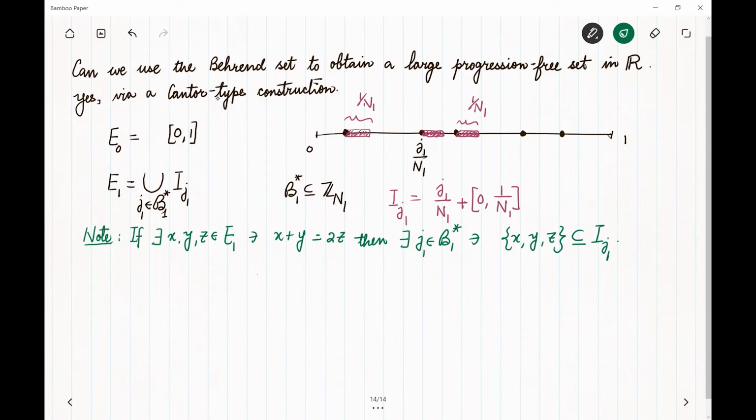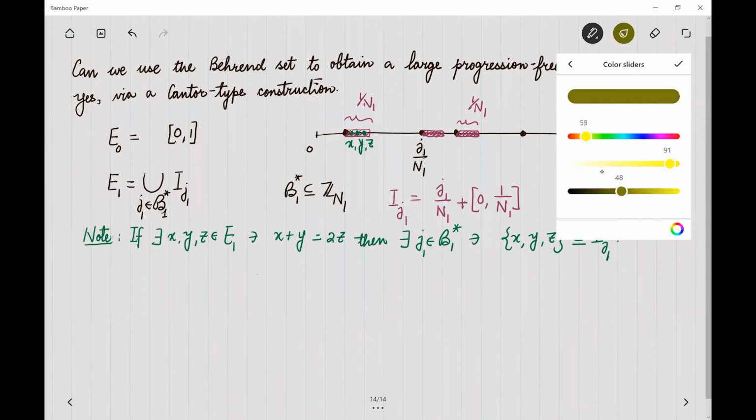Okay, so you cannot have X here, Y there, and Z there and hope to meet a progression. Your X, Y, and Z all have to be clustered over here. So we haven't fully avoided progressions, but we have narrowed down their common difference to one single interval. And now you see how this is going to go.